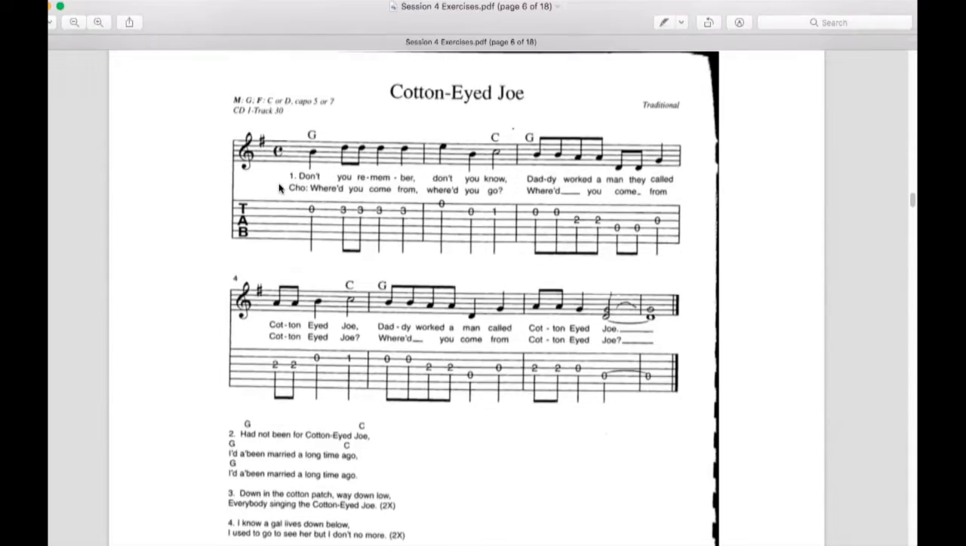Won't you remember, don't you see, G, Daddy worked a man called Cotton Eye, see G.